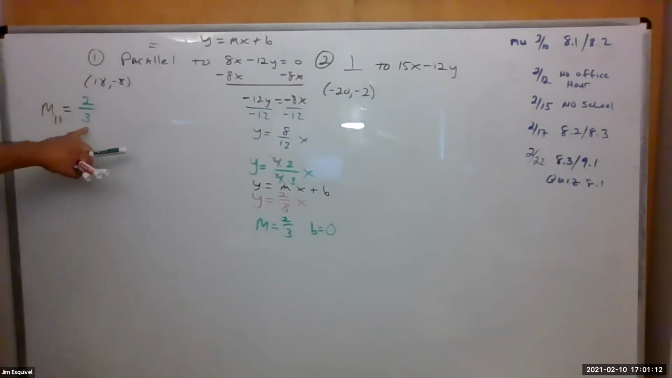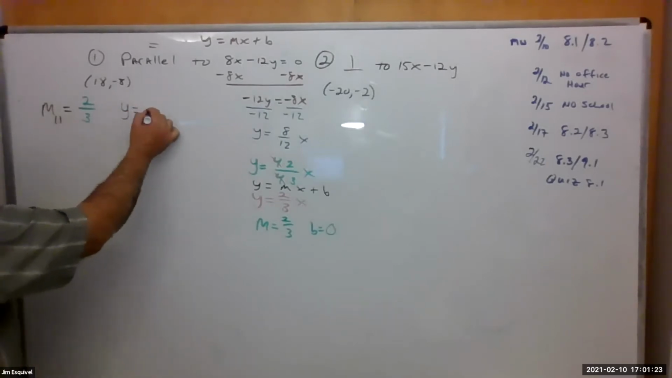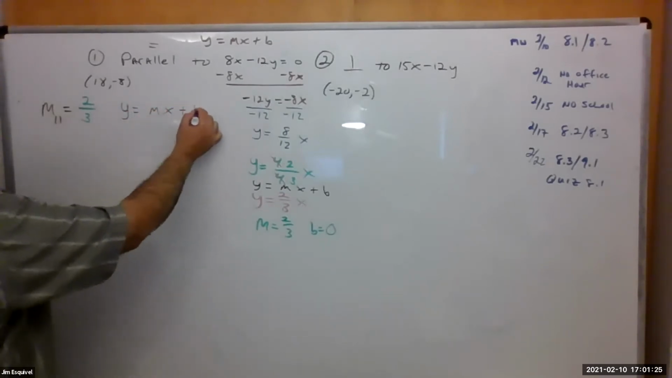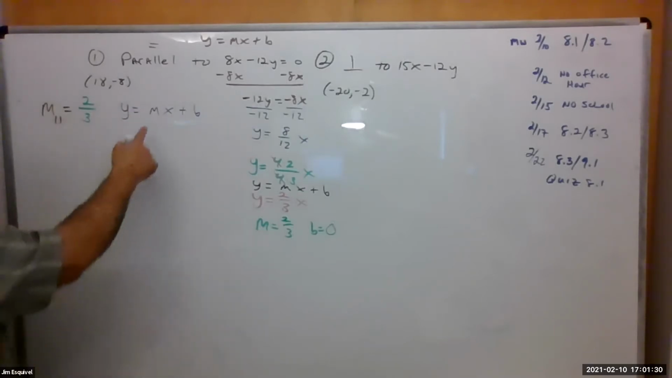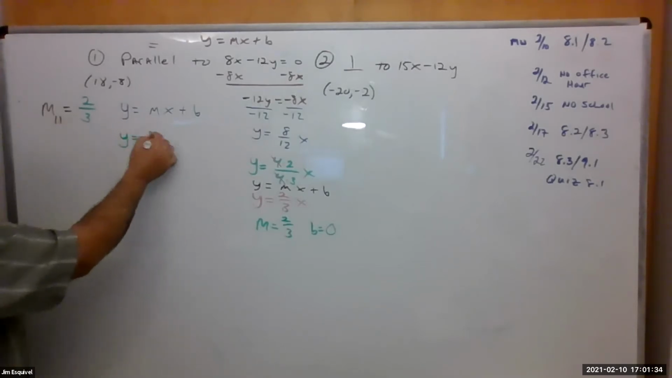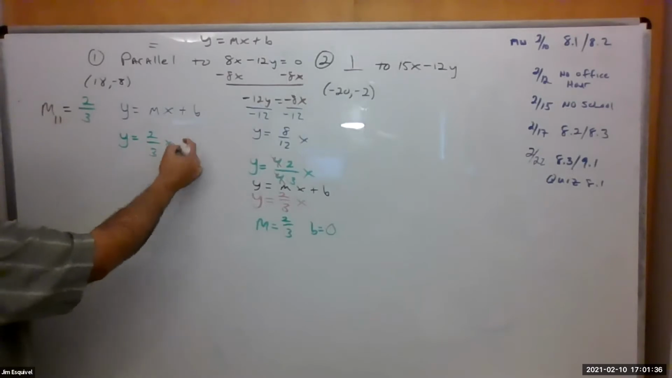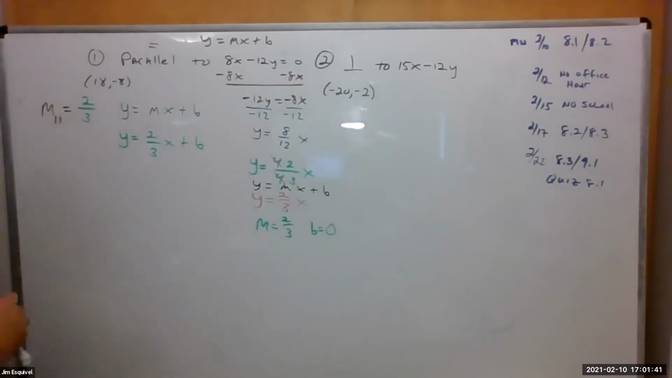So this is not a special case because it's not zero, it's not undefined. So it's not horizontal, it's not vertical. So we're going to write down y equals mx plus b. That's step 3. And then plug in the slope that we just found. We plug in the 2/3. Y equals 2/3 x. Now we just need to solve for b. That's the missing piece of the puzzle.